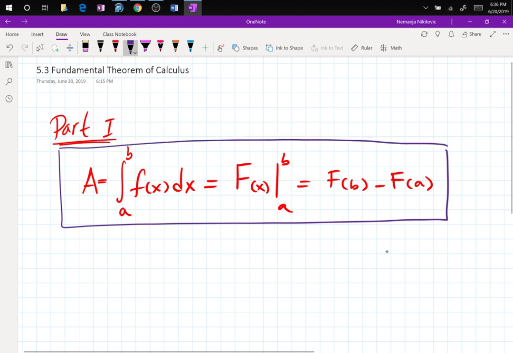It's a definite integral and it computes the area under the curve as long as everything is positive. If the area dips below the x-axis, as we discussed in a previous section, you will have to chop off that piece, put the absolute value on it to bring it up, and then add all of the areas to have the total area. So that's that part.